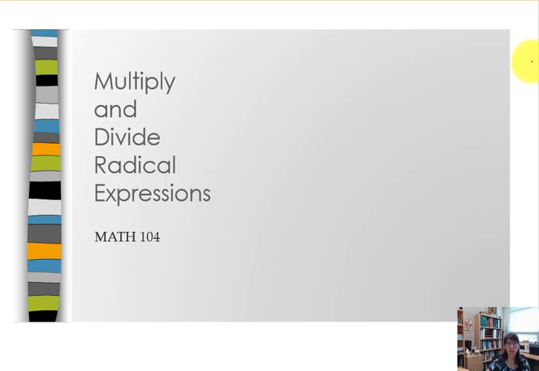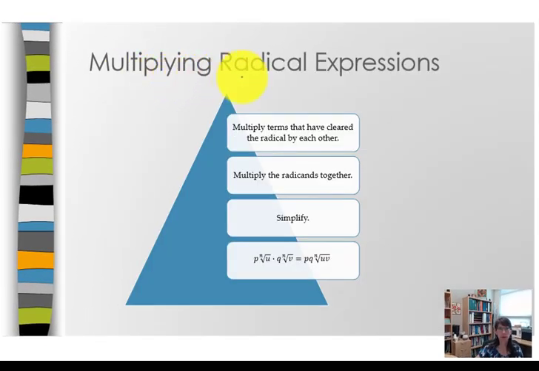In this video, we're going to multiply and divide radical expressions. In order to multiply radical expressions, we'll follow these simple steps. We'll multiply terms that have cleared the radical by each other. Then we'll multiply the radicands together. Remember, the radicands are the terms that remain under the radical sign. Then we will simplify, and here is the basic rule.